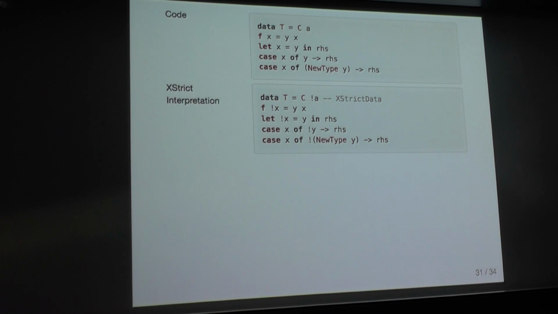I need to say a couple of words regarding the case. Cases are actually already strict, but there are two interesting corner cases. If you look at case x of y, where y is just a variable, what this is doing is forcing x itself. So this is another way of forcing the evaluation of x. And the other one is if you have newtype wrappers, it will force them as well.